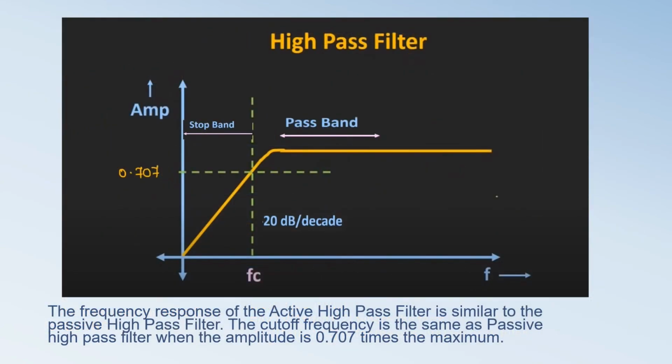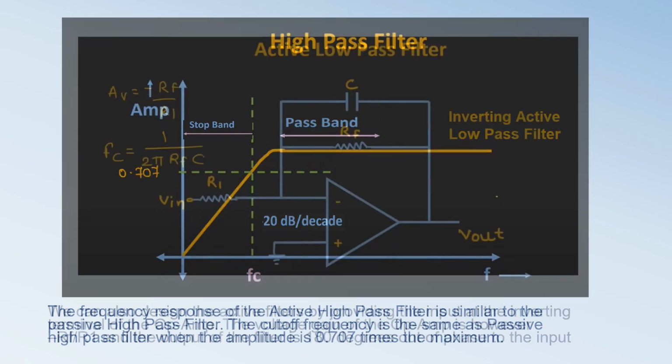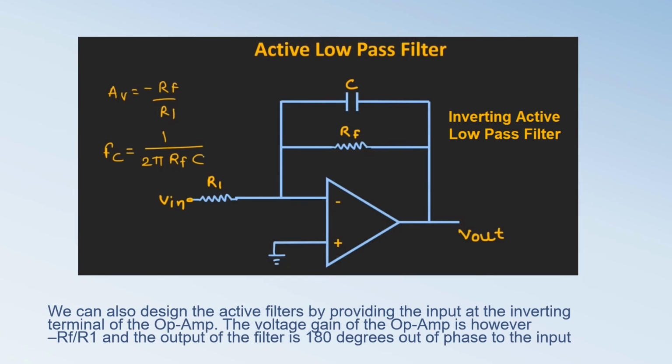The frequency response of the active high-pass filter is similar to the passive high-pass filter. It is complementary to the active low-pass filter. The cutoff frequency is also the same as the passive filter when the amplitude is 0.707 times the maximum. We had designed the active filters by providing input to the non-inverting terminal of the op-amp. Now we can design the active filters by providing the input at the inverting terminal of the op-amp.